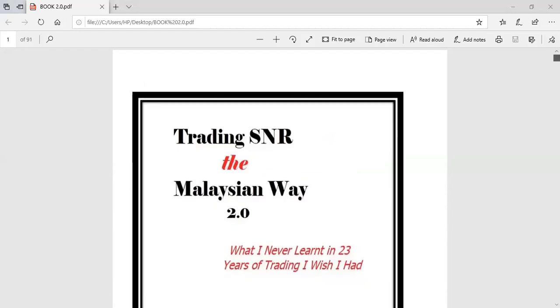Now today, I'm going to show you something that I added in this new manual. This is the validation of SNR. Added some stuff you need to know, that if those stuff are not there, they are just like a checklist for you that increases the odds of you winning the trades. It really increases your probability.